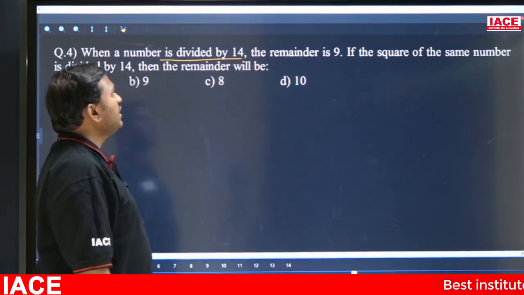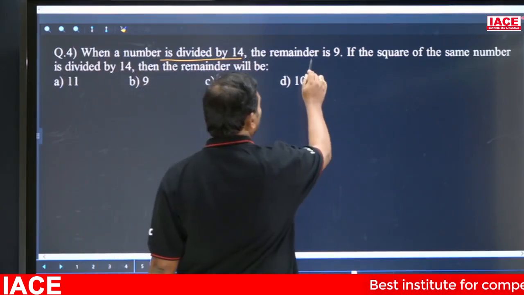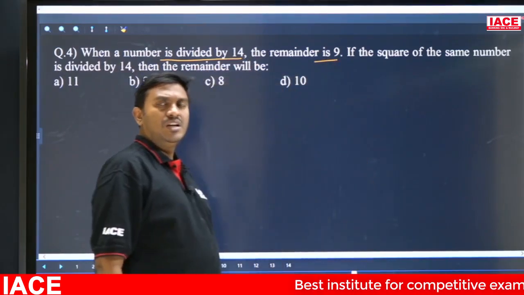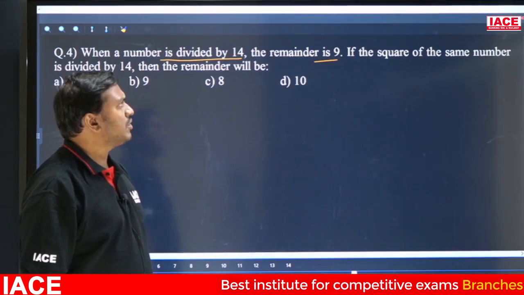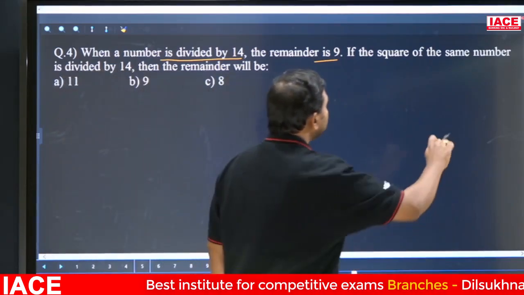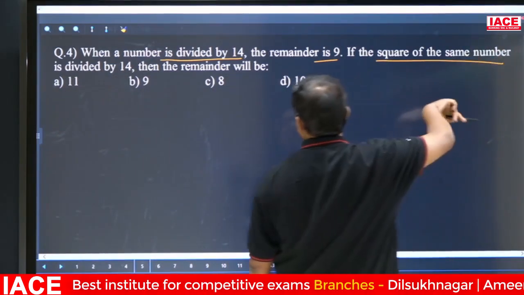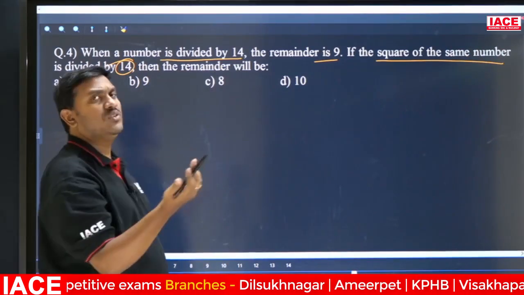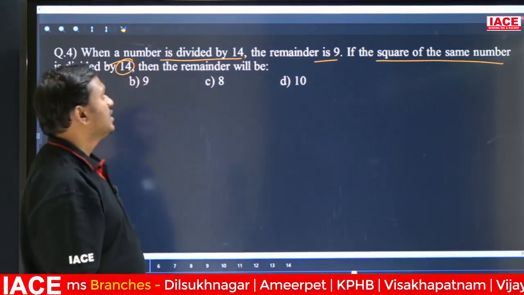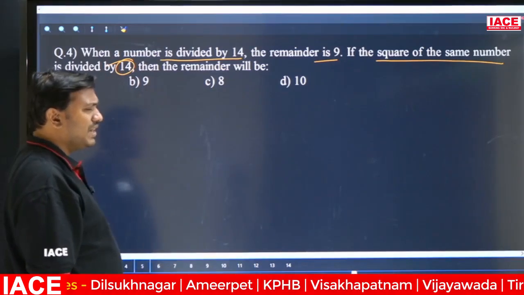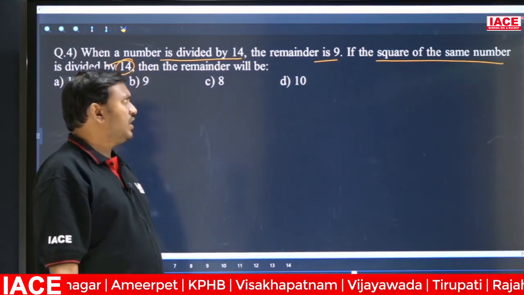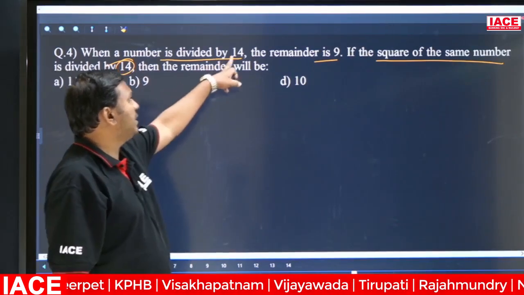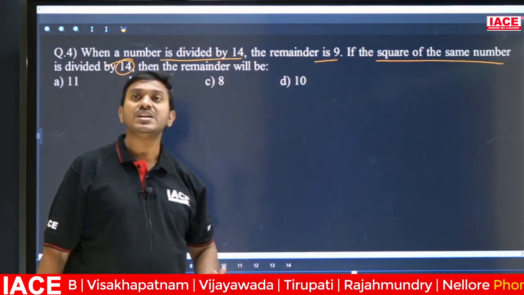If a number is divided by 14, the remainder we are getting is 9. Any number, if we divide, the remainder is 9. If the square of the same number is divided by 14, again by 14, what is the remainder you are getting? See, very simple. You take any value: if a number is divided by 14, the remainder we have to get is 9.